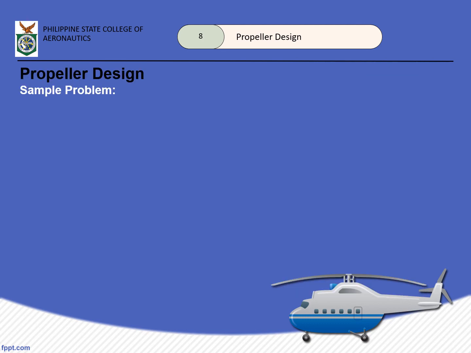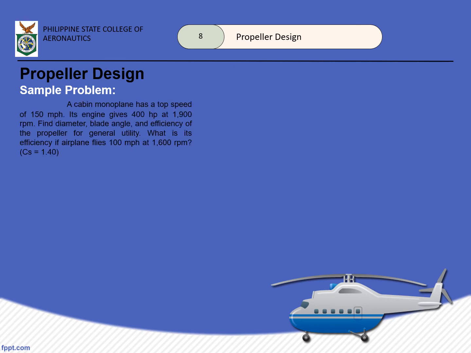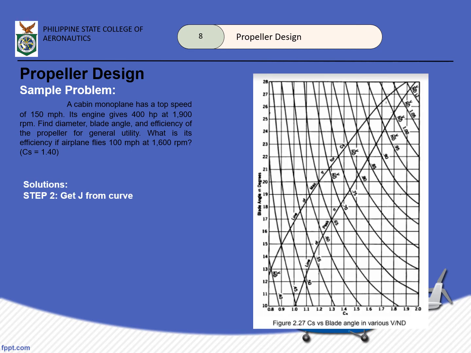Now, ano nang kasunod nating step? We have our blade angle na. So, we need to get what? What is our second required? The diameter. And in order for us to do so, we would first get the advance ratio from the second curve. So, curve 2.27, which is the CS versus the blade angle in various V/ND.